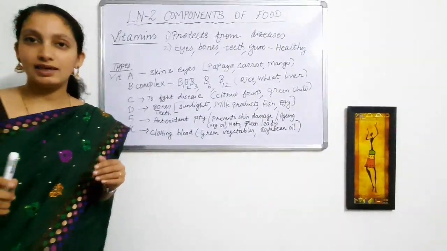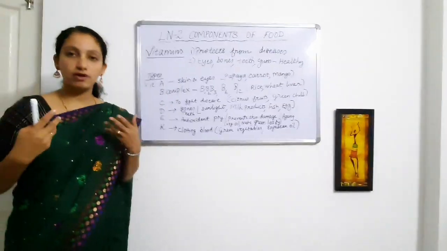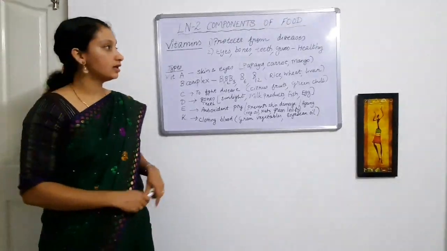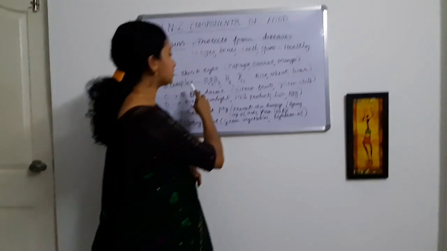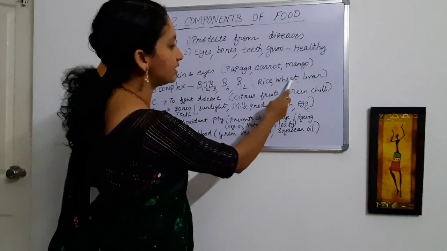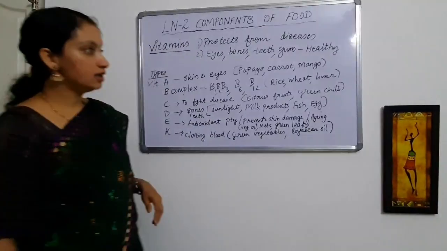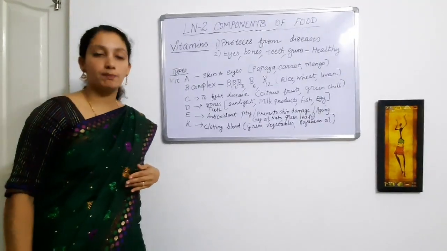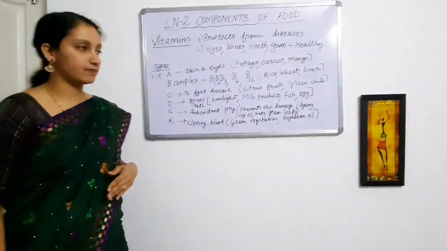So this is very essential to our body. Otherwise we'll be feeling tiredness. And what are the foods giving this vitamin B complex? Rice, wheat and liver. For those who are not including these, doctors will suggest taking vitamin B complex tablets.